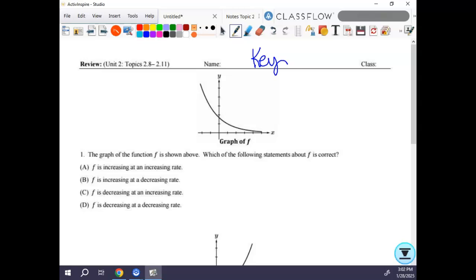All right, so the graph of function f is shown above. Which of the following statements about f is correct? Just asking me about the function, okay? But so here, what is happening with f? Well, as x gets bigger, the y values are decreasing, so f is decreasing. I can eliminate those. But then it talks about the rate. So once I start talking about the rate, I need my fun chart.